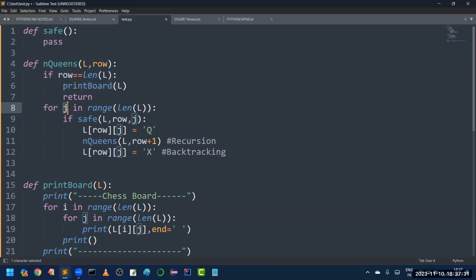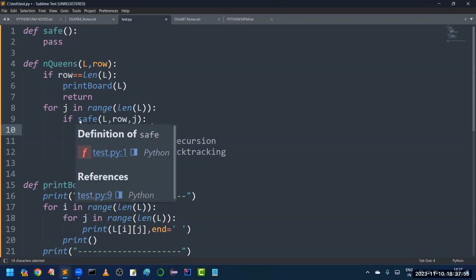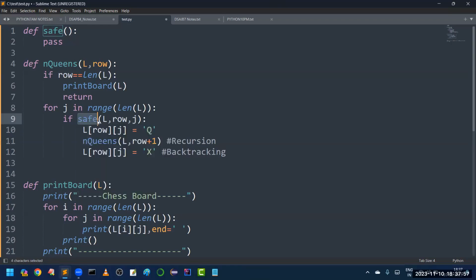Otherwise, we check in the first row. In total, how many columns will there be? N columns. In all these columns, we are going to check the possibilities. If the safe function returns true, we can place that queen and go on to the next row. Like that, we keep on checking. Suppose in a row you have 4 columns, and for all these 4 columns the safe function returns false. Then what is the meaning? We can't place that queen, right?